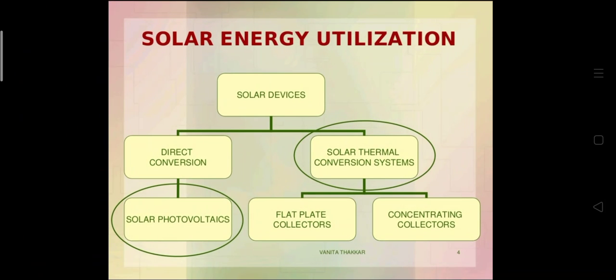This solar energy is utilized using different types of solar devices. They are direct conversion using solar photovoltaics and solar thermal conversion systems. In these solar thermal conversion systems, there are two types: flat plate collectors and concentrating collectors. In this chapter, we are studying solar photovoltaics and solar thermal conversion systems.